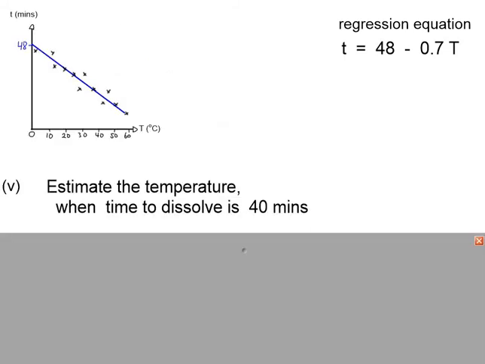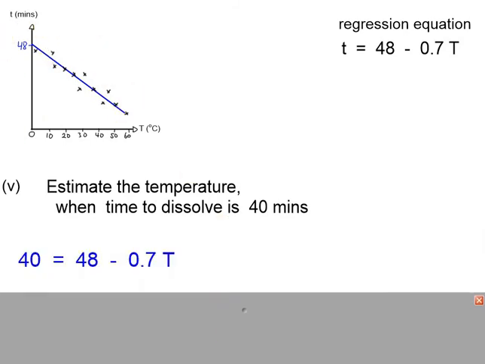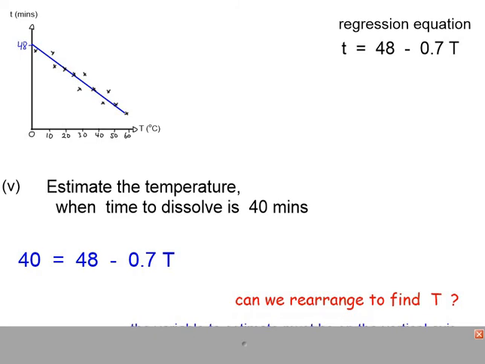Part 5, we want to estimate the temperature. Now, the variable we want to estimate always goes on the vertical axis, so this is the wrong way around. So can we do this? Can we stick to that regression equation and just substitute in 40 minutes? Are we allowed to do this? Can we just rearrange this equation now to work out t?